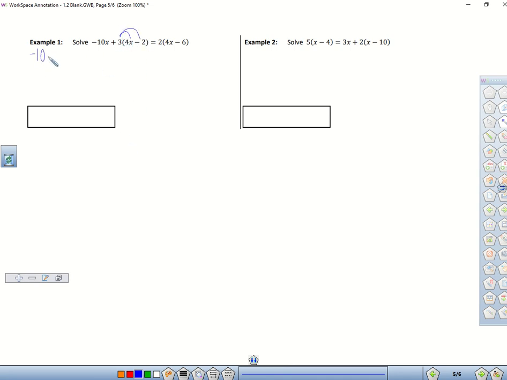That leaves me with negative 10x plus 12x minus 6 is equal to, I'm going to distribute over here as well. That gives me 8x minus 12. Now I'm going to combine like terms on my left. That gives me 2x minus 6 is equal to 8x minus 12. Now you have multiple options here. I'm going to go with what's easiest for me. I'm going to subtract 2x on both sides. That leaves me with negative 6 is equal to 6x minus 12.